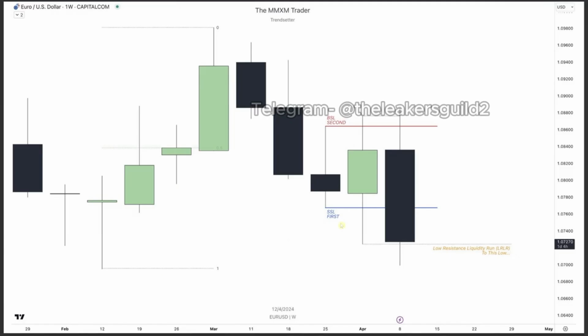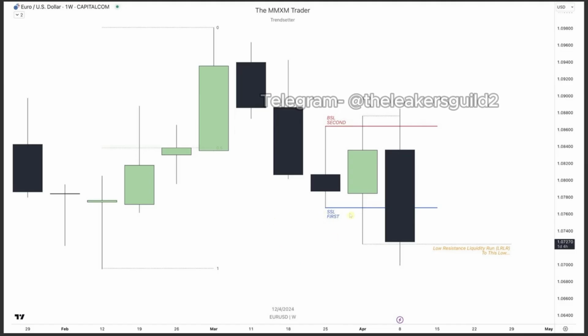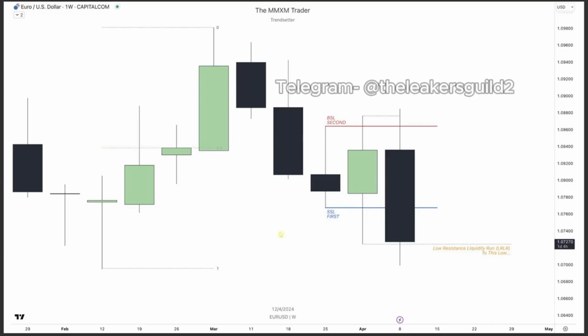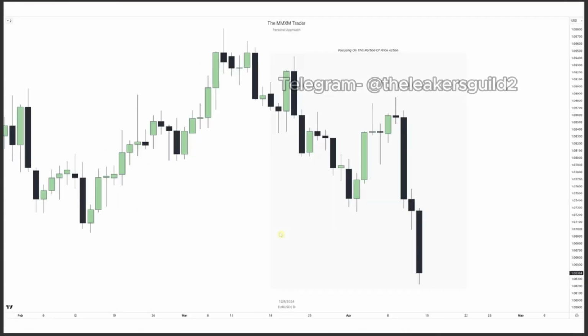Right, so we've got another example over here. We got a Euro USD chart. Again, the double purge, right? We've got those sell side taken out first and then the buy side, and then there will be a low resistance liquidity run. And actually, this weekly candle had CPI, so we're going to see how that looks like in the next example. So we've got that same Euro USD, only this is a daily chart, right?